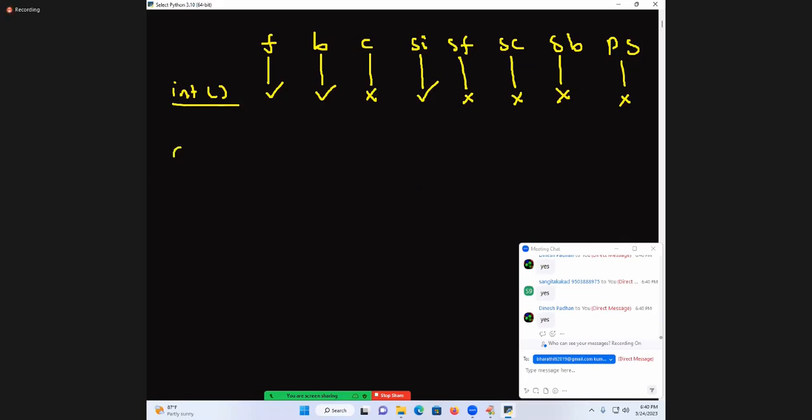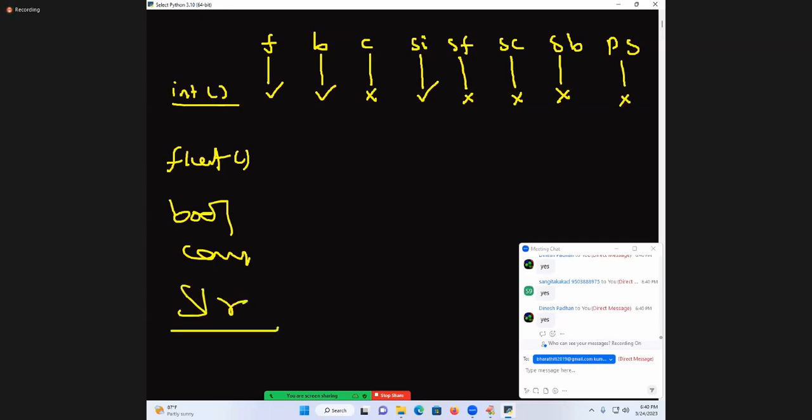Like that, I'll go for float also, bool also, complex also, and next is str also. At the end of the class, at 7:45, I will ask this table.